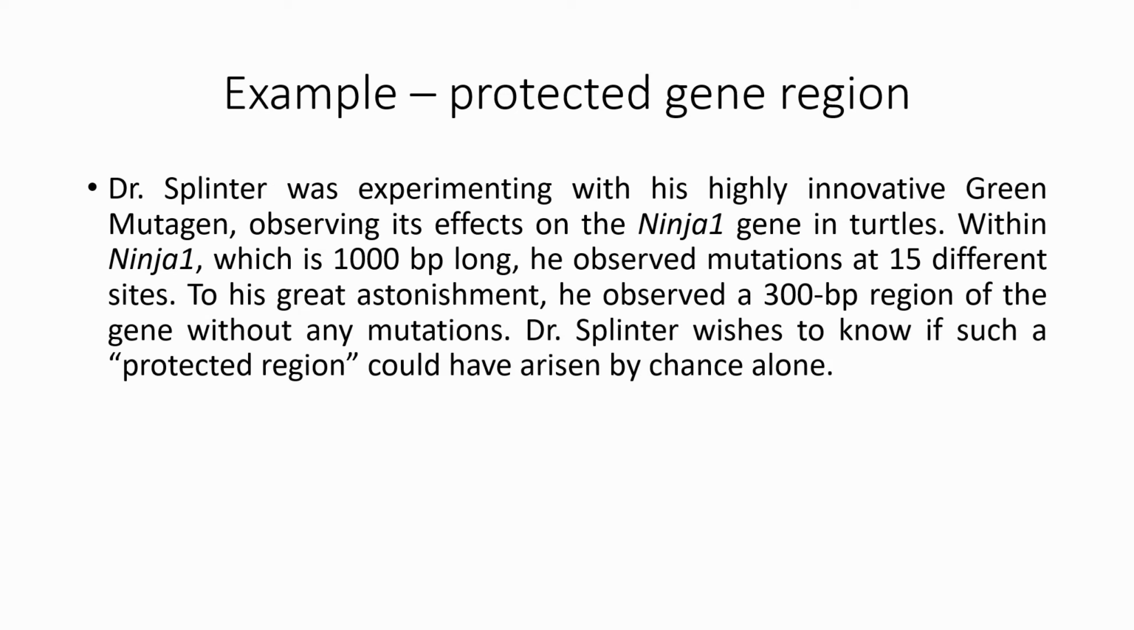Okay, so let's consider this story. Dr. Splinter was experimenting with a highly innovative green mutagen, observing its effect on the Ninja1 gene in turtles. Within Ninja1, which is 1,000 base pairs long, he observed mutations at 15 different sites. So we have 15 different mutations in a 1,000 base pair gene. And now, to his great astonishment, he observed a 300 base pair region of the gene without any mutations. So out of a 1,000 base pair region, we have a 300 base pair subregion with no mutations at all.